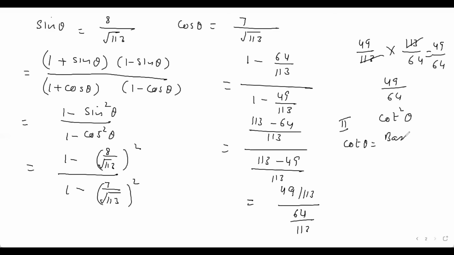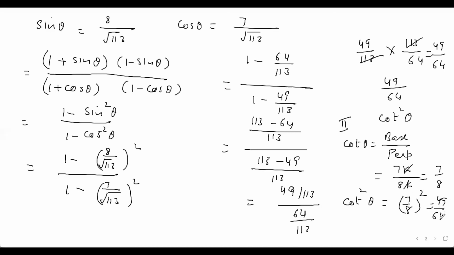Cot theta is base upon perpendicular. Now base is equal to 7K, perpendicular is equal to 8K. That is 7 by 8. Now cot theta is equal to 7 by 8. I am to find the value of cot square theta. It means 7 by 8 whole square, which is 49 by 64. So that is the answer.